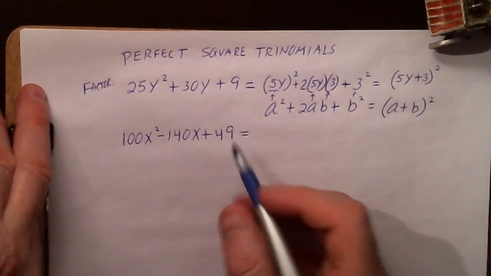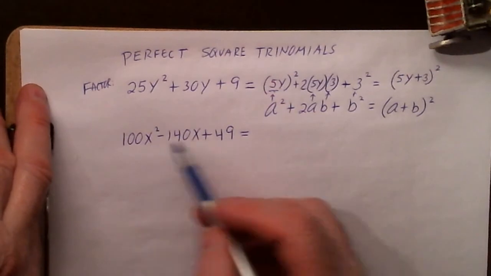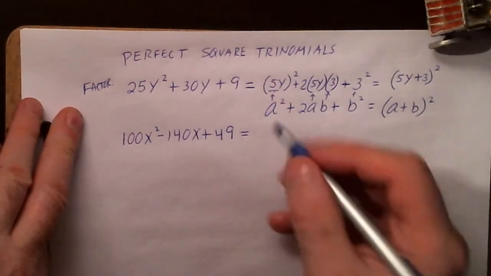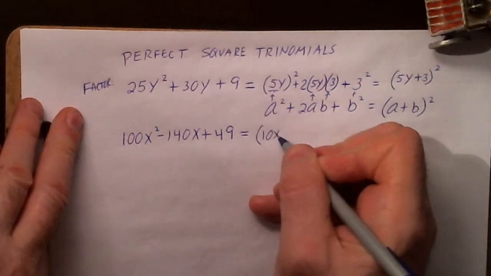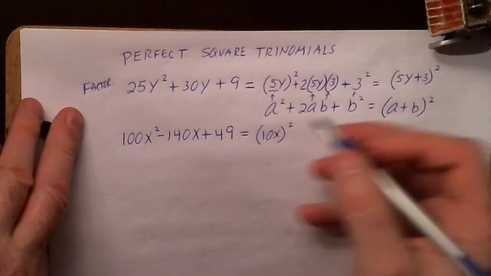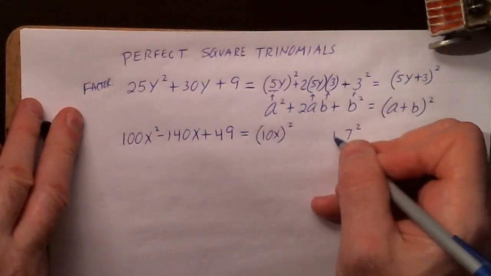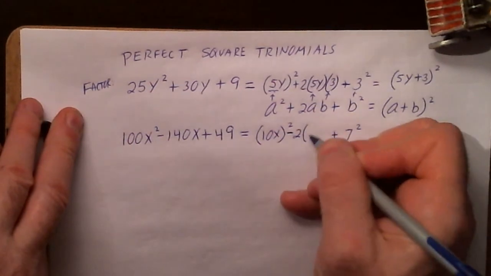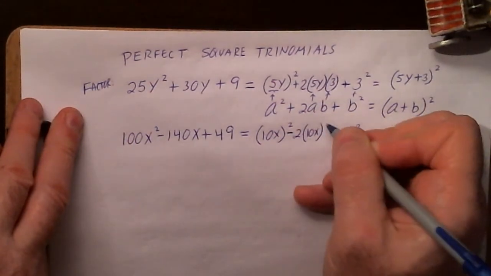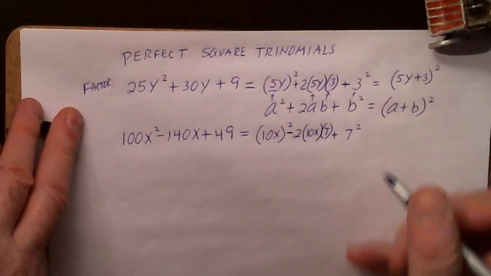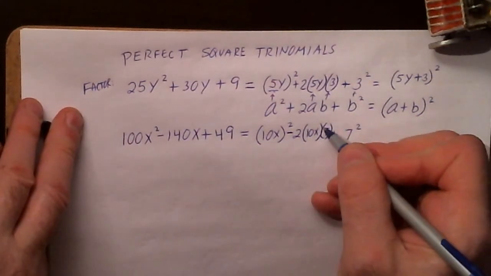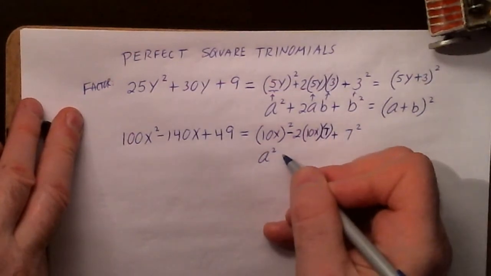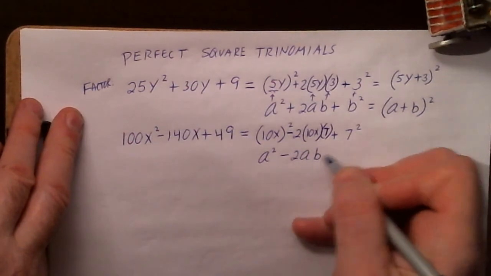That being the case, you might want to ask yourself, might this be a perfect square trinomial? And after a little thought, you'll see that it is, because the first term really is the monomial 10x squared. The last term, 49, is clearly 7 squared. And the middle term is going to be minus 2 times the first term times the last term. This should be a 7 right here. So clearly, you can see that this trinomial is of the type a squared minus 2ab plus b squared.